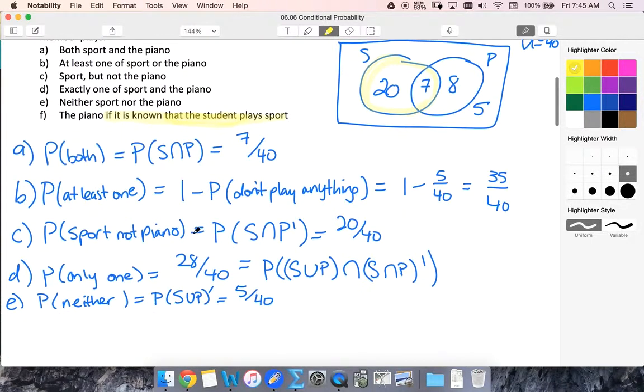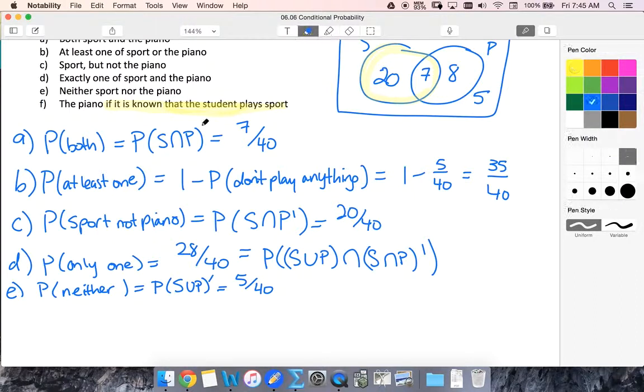So the way we write this is the probability that the student plays piano, knowing that, or given that, is what this line means, they play sports. So the piano players in this yellow are 7, and we're only looking in that yellow, so it's not out of 40 anymore. Now it's out of 27. And this is conditional probability.